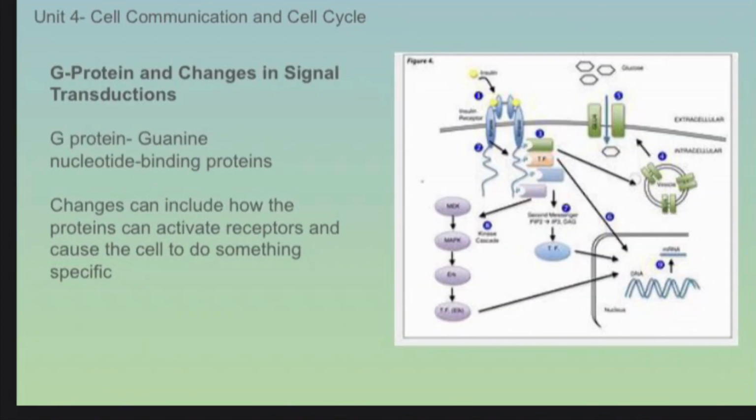Okay, so let's learn about G proteins and the changes in the signal transductions. First of all, G protein is just guanine nucleotide binding proteins. So they're guanine nucleotides that bind. The changes include how proteins can activate based on receptors, and sometimes those changes can be bad, which sometimes they have instructions for something else, like a virus.